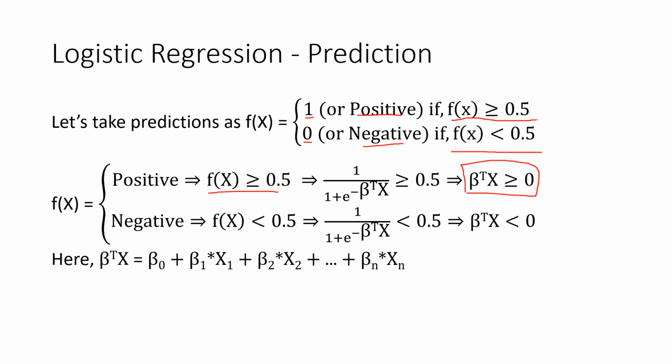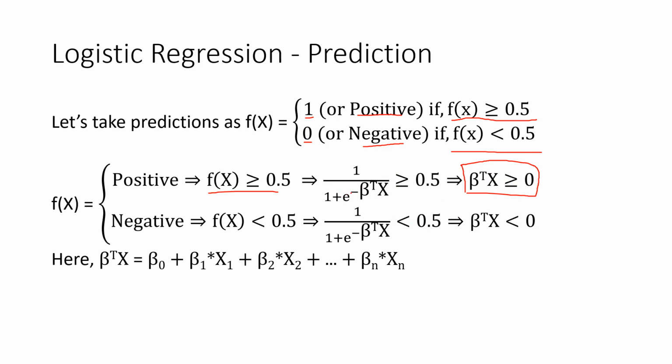So when this value is greater than 0.5, this value is greater than or equal to 0. Why is that? When this beta transpose x is greater than 0, right?